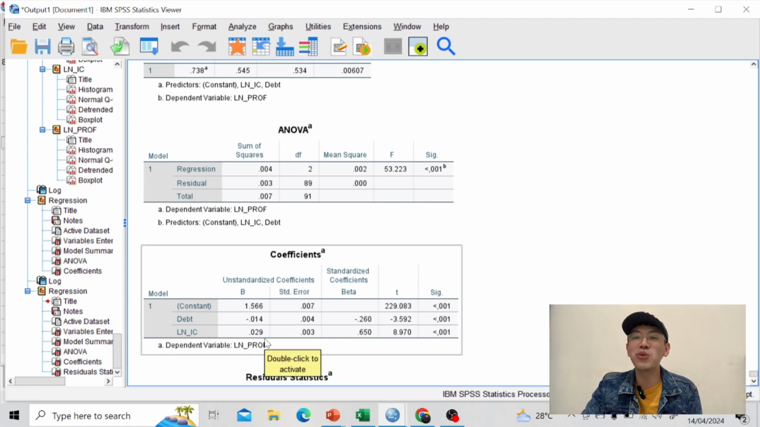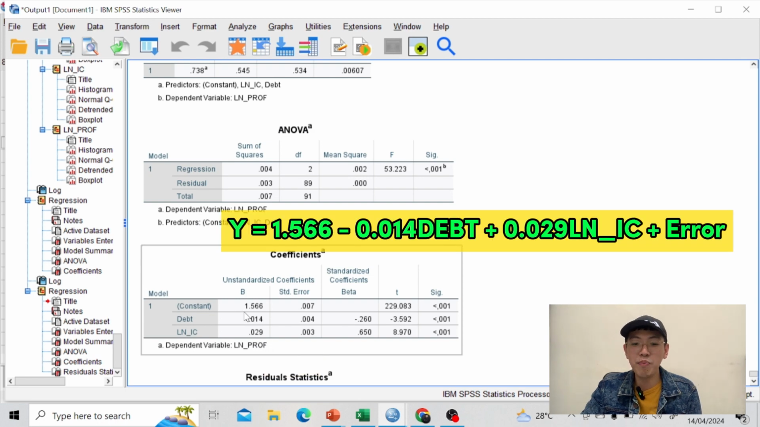If we want to create the regression equation, it will be y equals to 1.566 minus 0.014 debt plus 0.029 intellectual capital. You can add the error term as well.